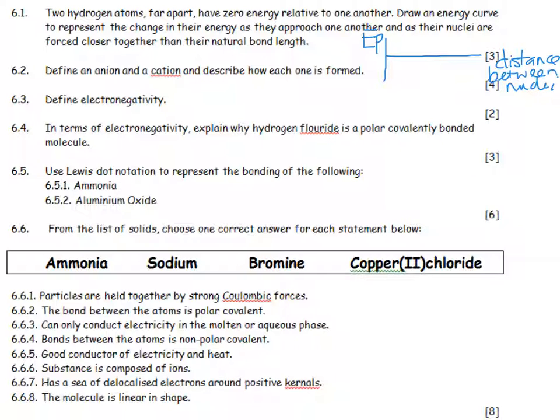And then you're going to say that it's a weird graph because they're far apart to start with, virtually no energy. It dips down, gets to a minimum energy, and then spikes up. And this, the minimum energy, the distance at that point is the bond length.